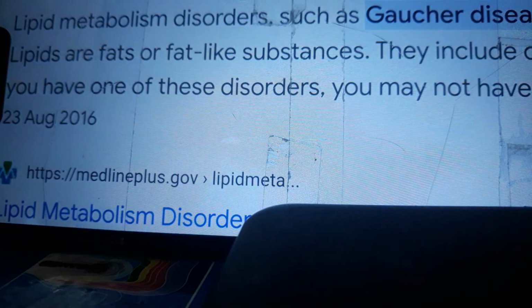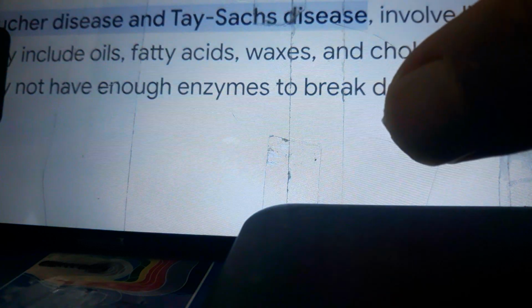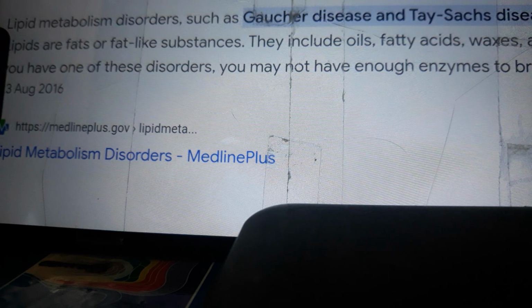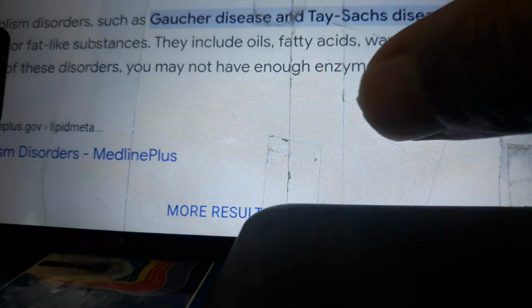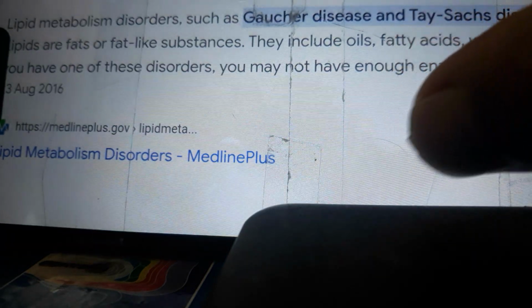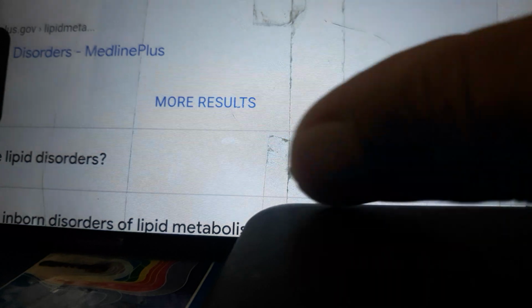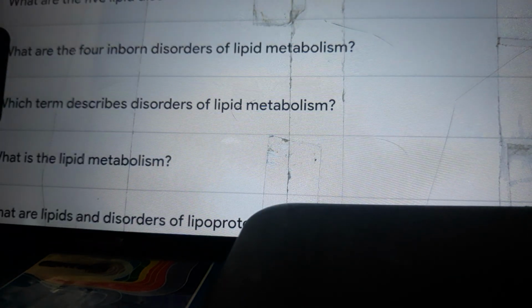So we have lipid metabolism disorders such as Gaucher's disease and Tay-Sachs disease, which involve lipids, and lipids are fat or fat-like substances. They include oils, fatty acids, waxes, and cholesterol. If you have one of these disorders, you may not have enough enzymes to break down lipids. That's the first question. Next Q&A would be, what are the 5 lipid disorders?